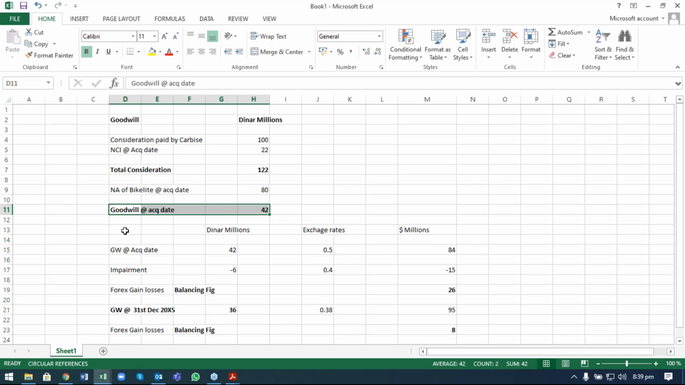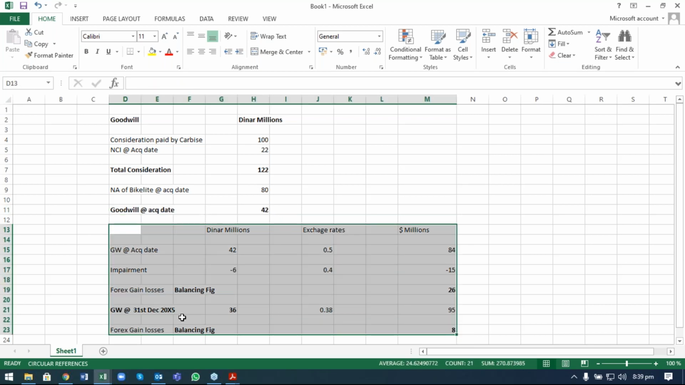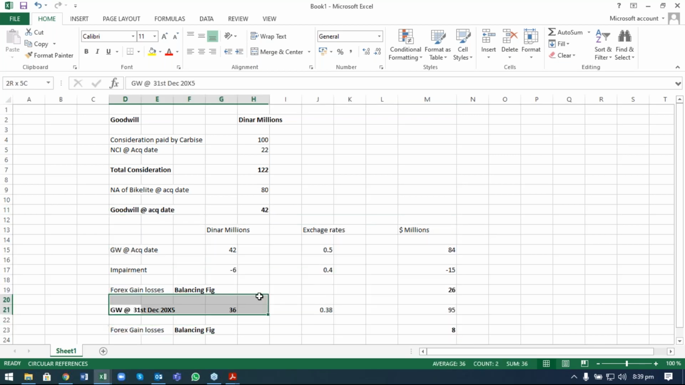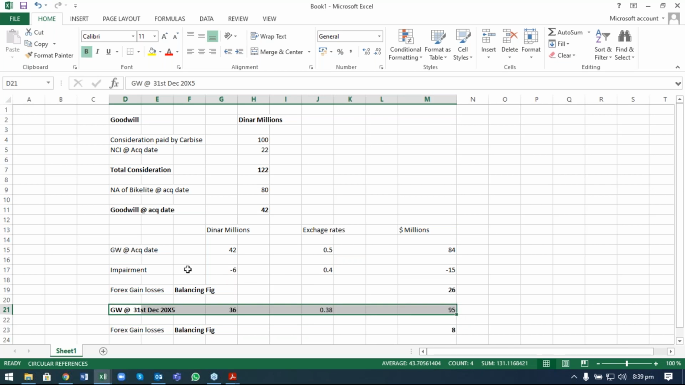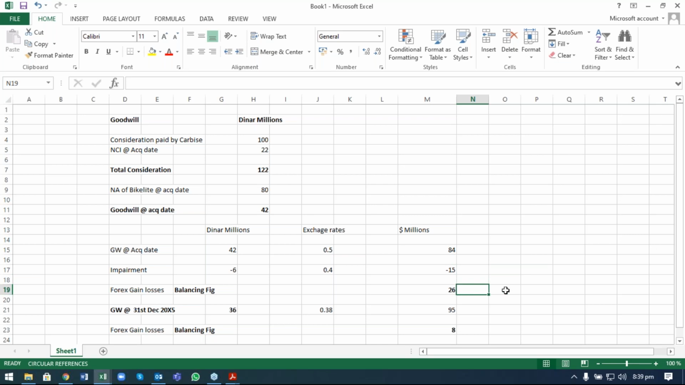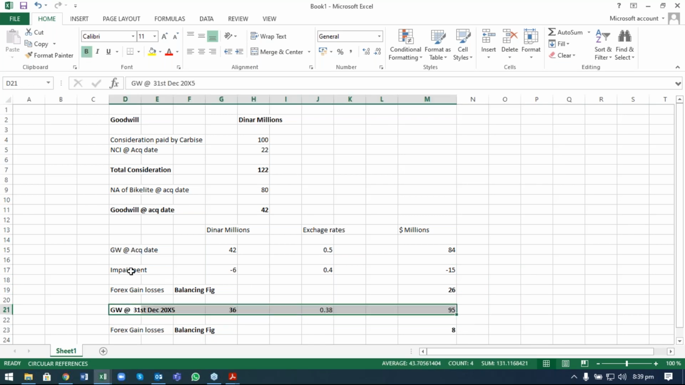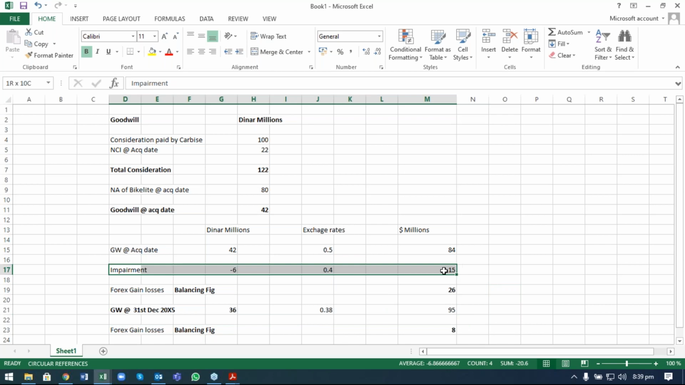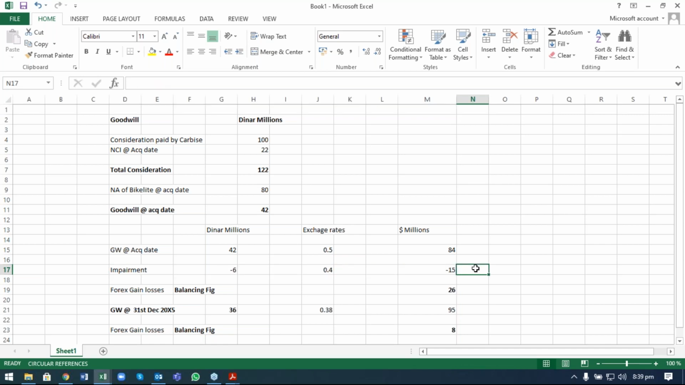Now you're going to explain what impact the impairment would have. You must explain that the foreign exchange gains and losses on this goodwill should be reported in other comprehensive income. Once we translate this goodwill from the acquisition date till 31st of December 2005, there is an impairment loss on the goodwill of Bakelite, and this impairment equals 6 million dinars, which should be reported in the consolidated financial statements as an impairment of $15 million. That should be charged to the profit and loss account.